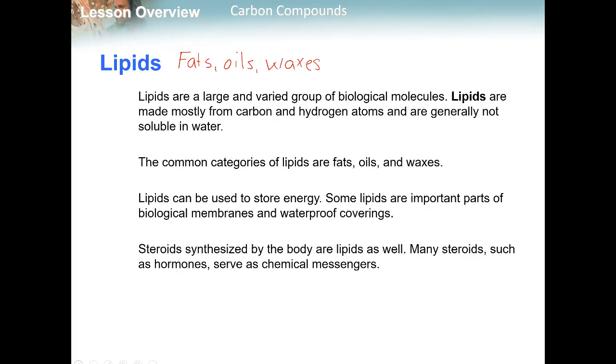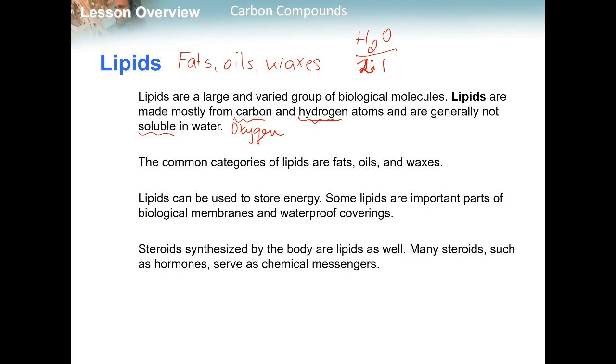Lipids also are made up of carbon as the central backbone. They contain hydrogen atoms as well, and they do contain oxygen, even though that's not listed on here. But what we see here is instead of having a 1 to 2 to 1 ratio, like we talked about carbohydrates being, water is in that 2 to 1 ratio, because we have 2 hydrogens to 1 oxygen. Because lipids are not in that 2 to 1 ratio, they are not soluble in water.